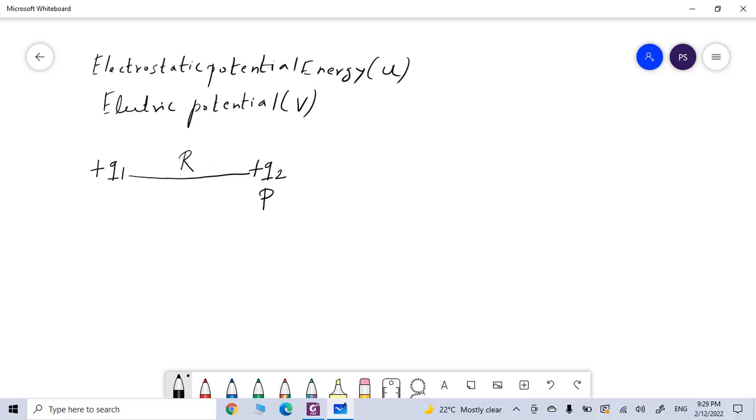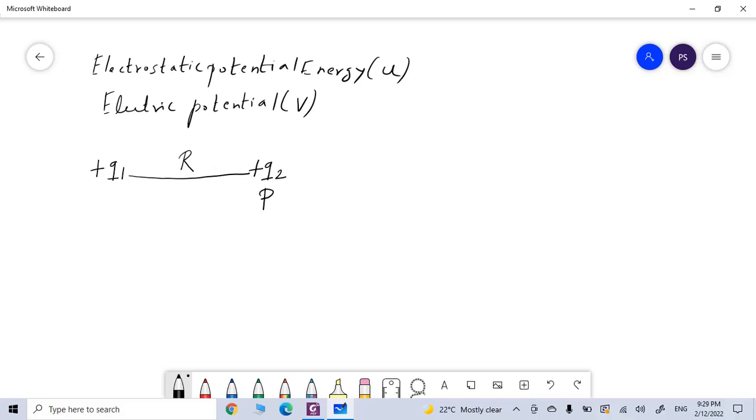Now try to understand. Q1 is positive and Q2 is also positive. So there is going to be a lot of repulsion between these two charges in accordance with Coulomb's inverse square law. Like charges do repel. Now one has to do a lot of work in placing this charge Q2 at this point P, because the external agent who is doing this work should face a lot of repulsion.